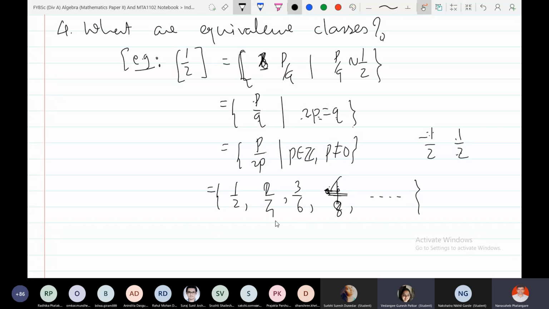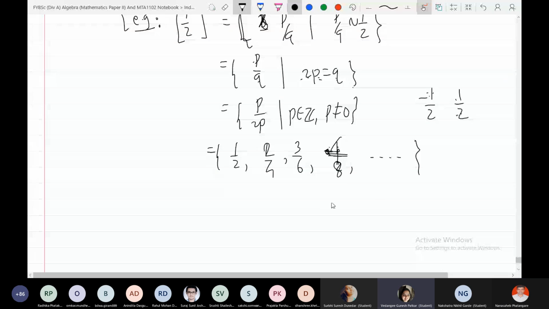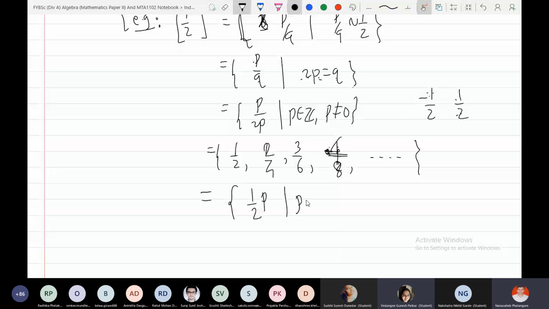This is correct, or not? Yes, sir. So ultimately, what is the class? Half times p, and you just vary p over integers. You can check this, but here p should be positive, because if you take negative p, then we get minus half, and we know that minus half is not there in the class of 1 by 2 with respect to this relation. So p is positive.